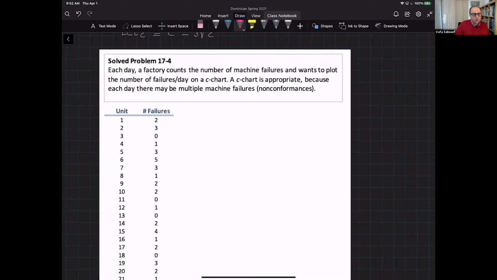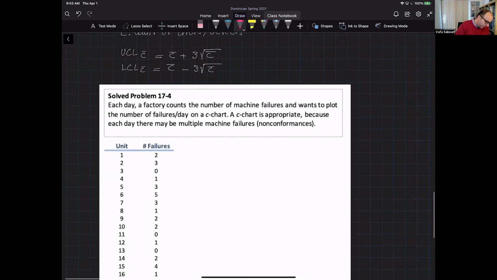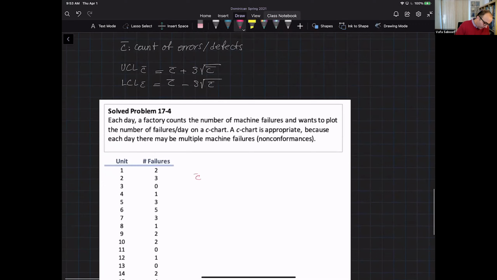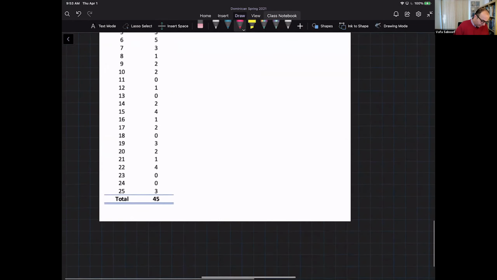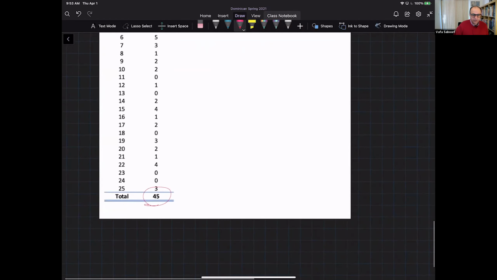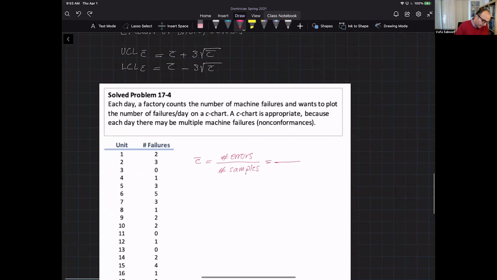So what we need to do first, we need to calculate my C bar, okay? So C bar is gonna be number of failures divided by number of samples, okay? So number of errors, number of failures, whatever it is, divided by number of samples. Okay, so in this case, total number of defects or errors is 45. So I take 45 and divide it by the number of samples, which is 25. And that gives me 1.8, okay?